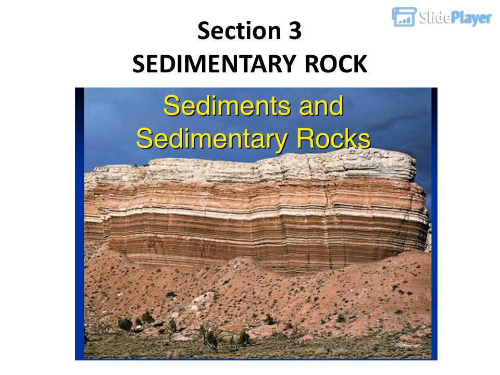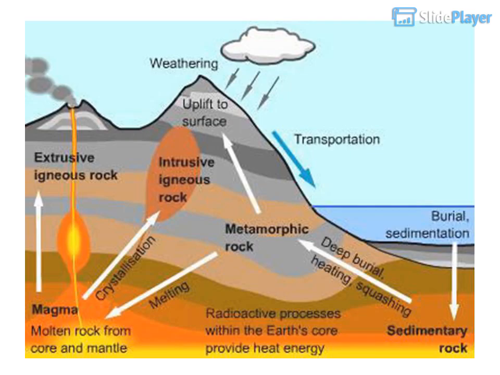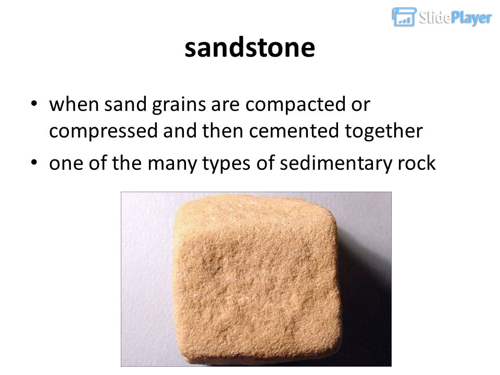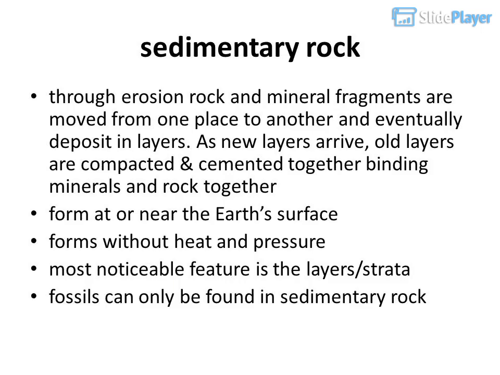Section 3: Sedimentary rock. Sandstone: when sand grains are compacted or compressed and then cemented together. One of the many types of sedimentary rock. Sedimentary rock: through erosion, rock and mineral fragments are moved from one place to another and eventually deposited in layers. As new layers arrive, old layers are compacted and cemented together, binding minerals and rock together.